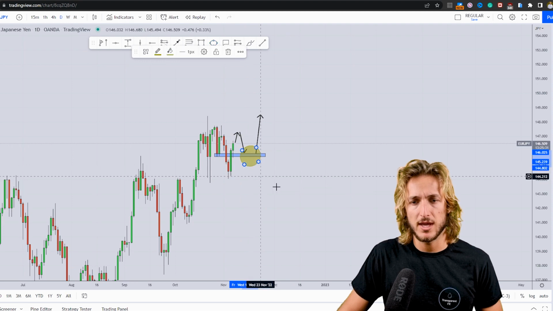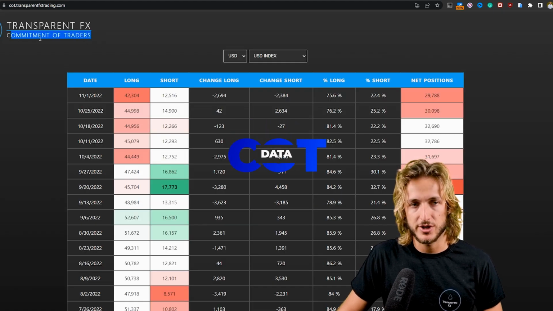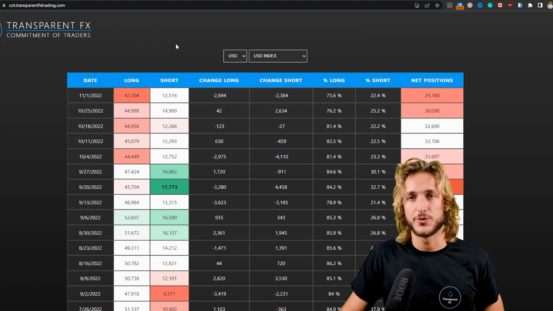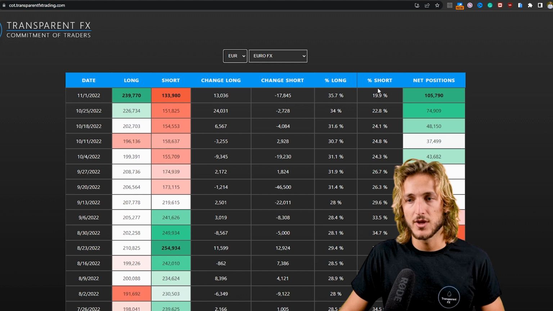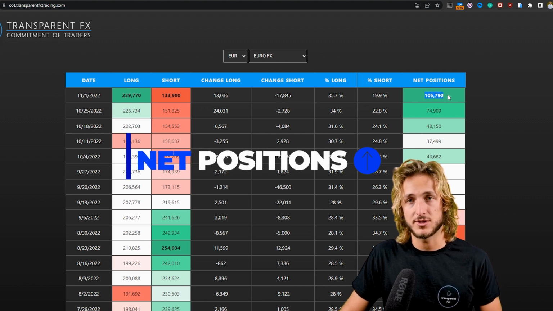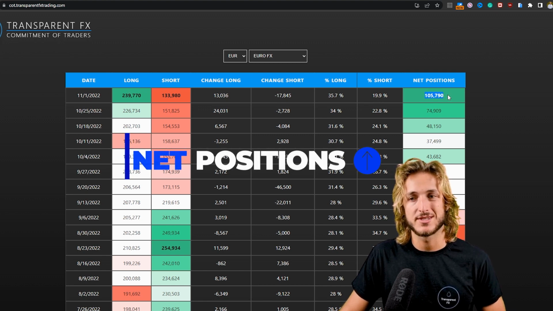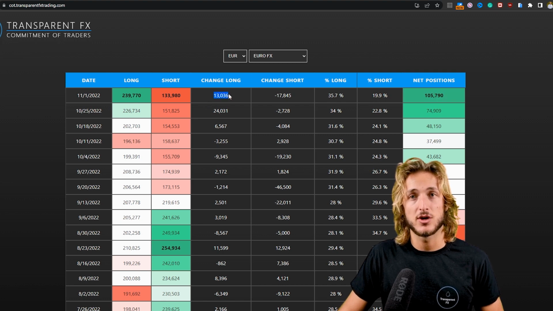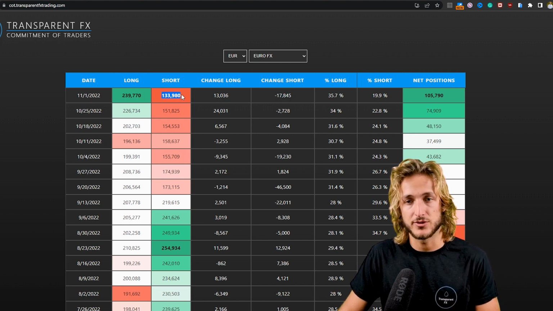Now, if we go and see what we have when it comes to the commitment of traders, so the COT data, which is what the non-commercials, so the biggest speculators in the market are doing, and we check the data for the euro, we can see how with the last reports, we went from having a negative net positioning of minus 47k net positions with 249k shorts compared to only 202k longs, all the way up to now having a positive net positioning of 105.7k net positions with 13k longs added with the last report and 17.8k shorts getting closed, reaching 239k longs compared to only 133k shorts.